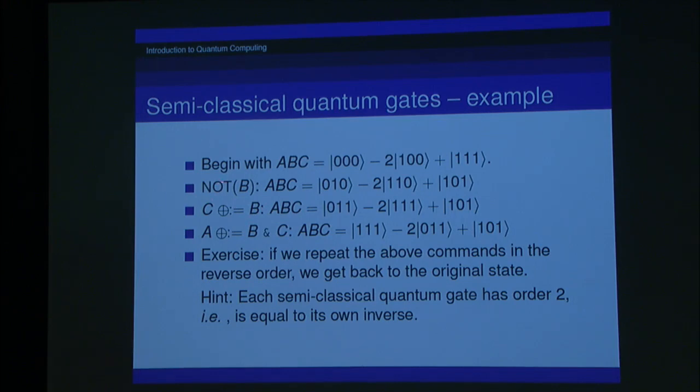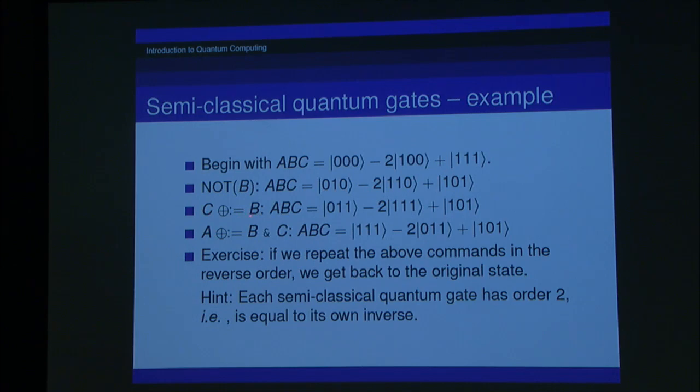Okay, so semi-classical quantum gates, here's an example. Let's begin with some state 0,0,0 minus 2, 1,0,0 plus 1, 1,1. And apply the NOT gate to B. So you do one gate, but it actually affects everything in the superposition simultaneously. You're only doing one gate. It changes 2 to the n things.